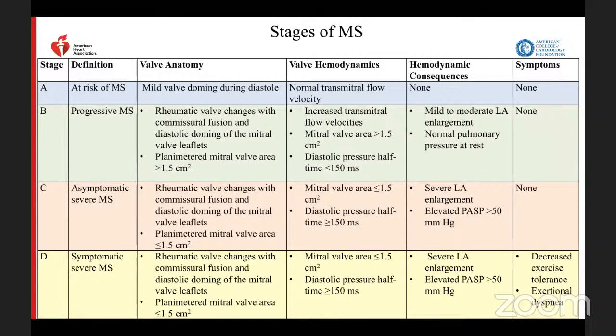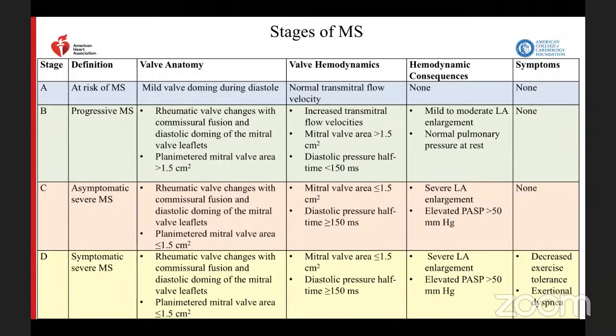Stage C, when we have asymptomatic severe MS, the valve anatomy is similar to the previous one, rheumatic valve changes with commissural fusion and diastolic doming of the mitral valve leaflets, and mitral valve area by planimetry equal or less than 1.5 centimeters square, and diastolic pressure half time more than or equal to 150 millisecond. But we have severe LA enlargement and elevated pulmonary artery systolic pressure more than 50 millimeter mercury with no symptoms.